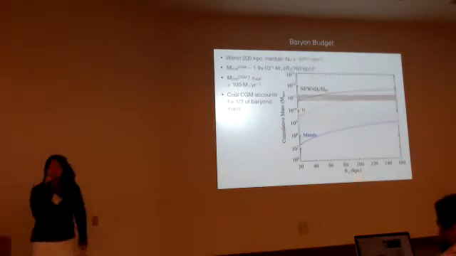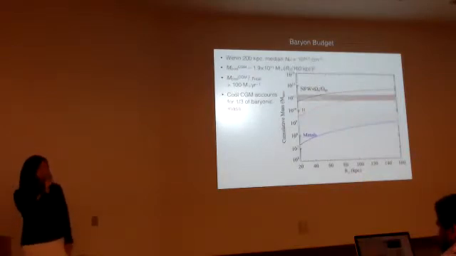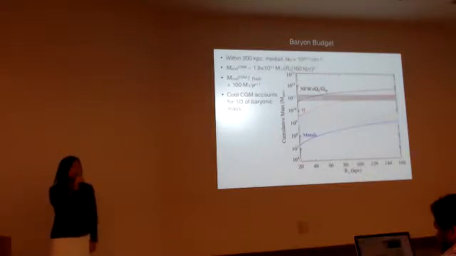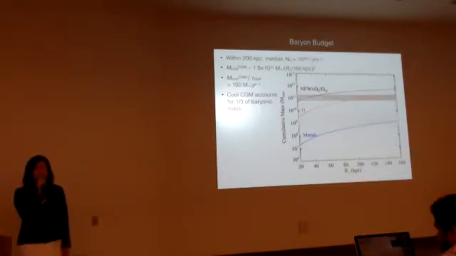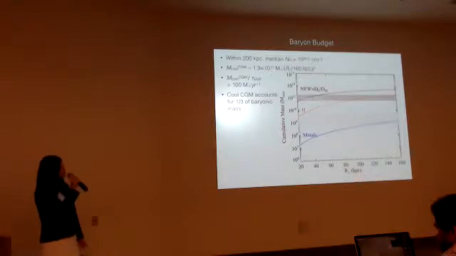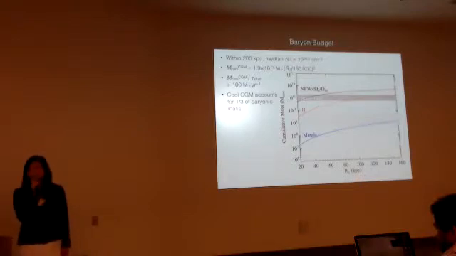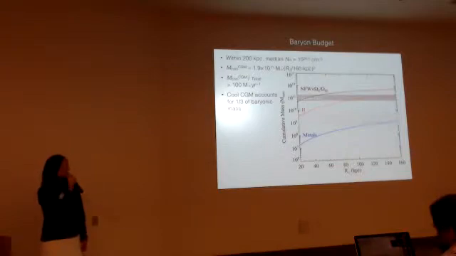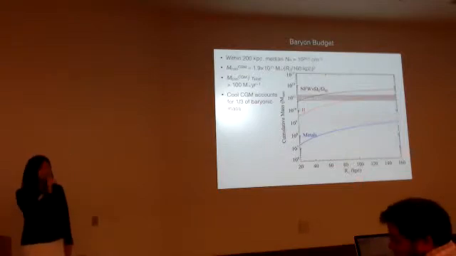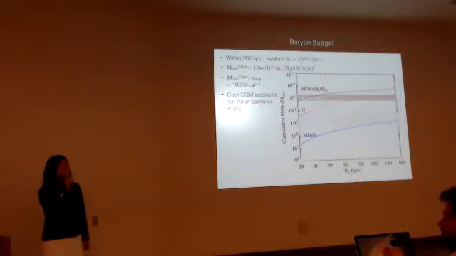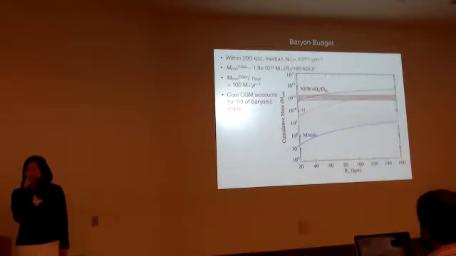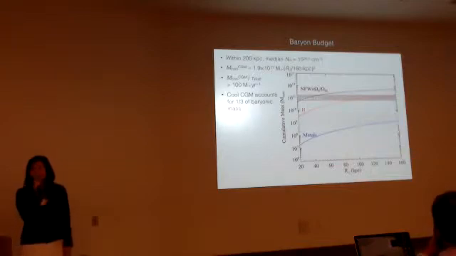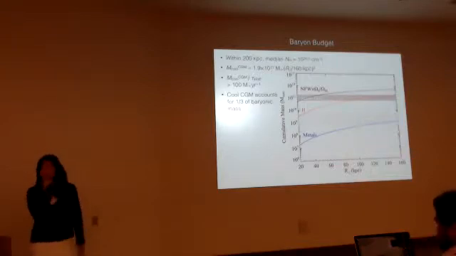Baryon budget. With ionization correction, I calculated the total H column for each absorption system. I found the total H column does not vary with impact parameter significantly up to 200 kiloparsecs. And the median is 10^20.5 per cm squared. Using the median total H column and the median metallicity, I can construct cumulative mass profiles of hydrogen and metals in the cool CGM, and it's plotted here.